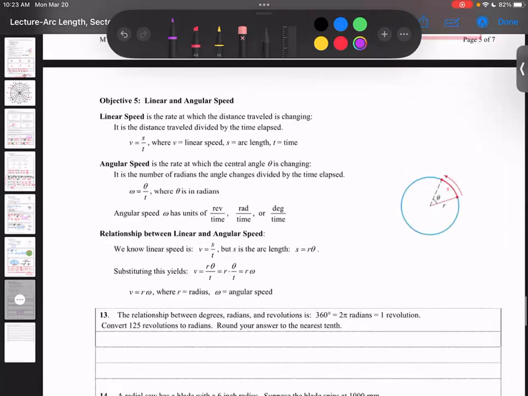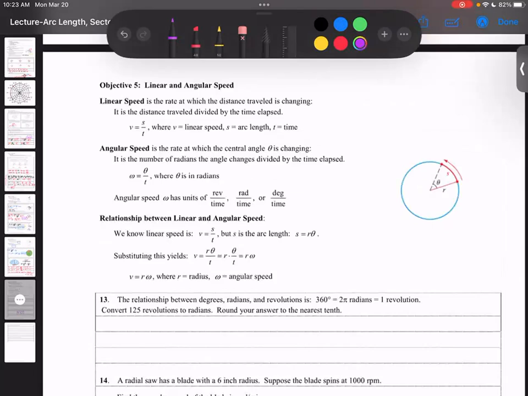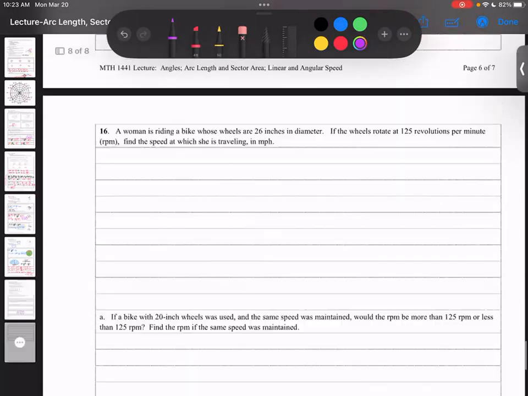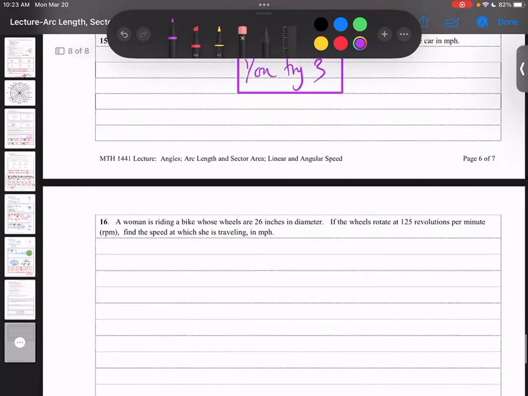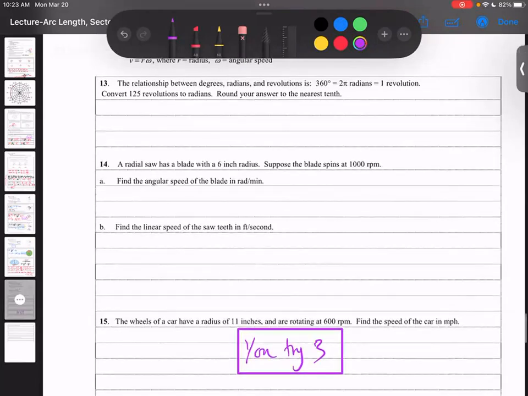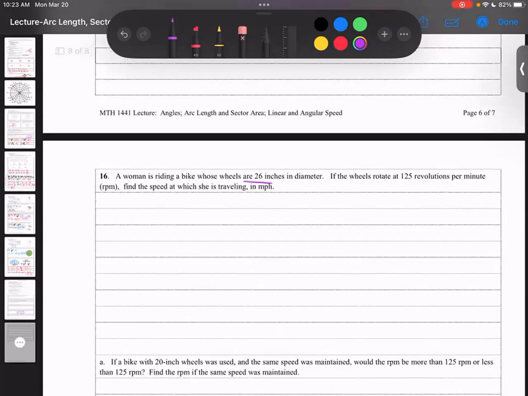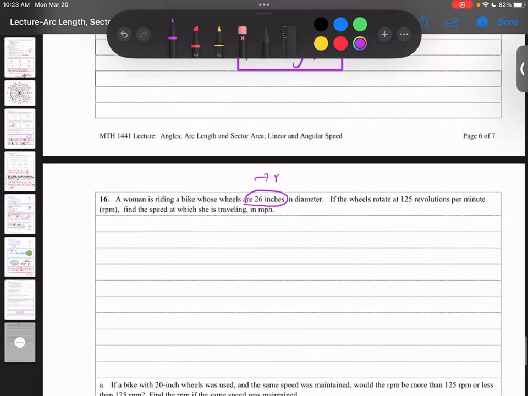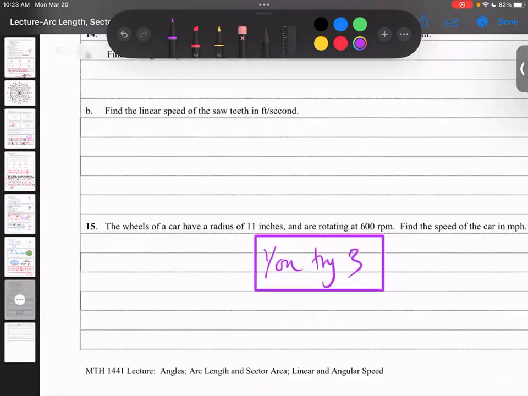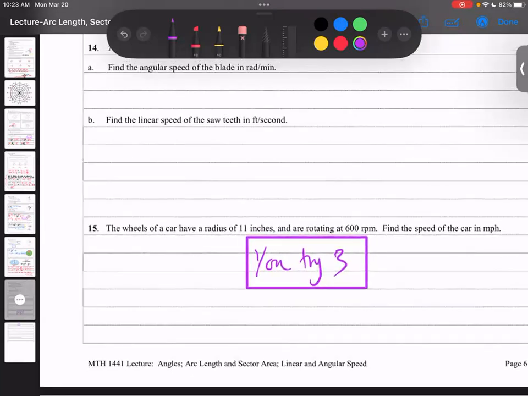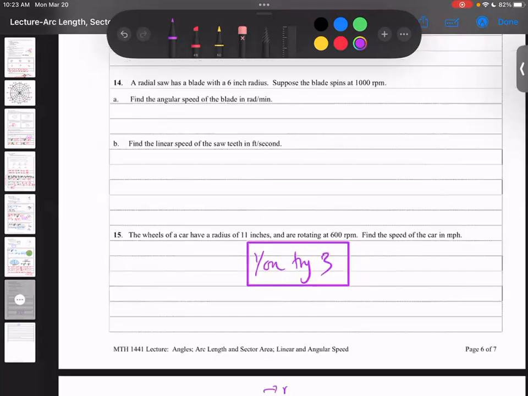I'm going to talk to you about linear and angular speed. By the way, if I don't have time, once you leave, I'm going to record number 16 for you, so that you can do number 15. Does that make sense? It's exactly the same thing. The only thing different is that number 16 is given diameter. I have to convert this into radius. For you, radius is given, so you don't have to divide it by 2. The rest is the same.